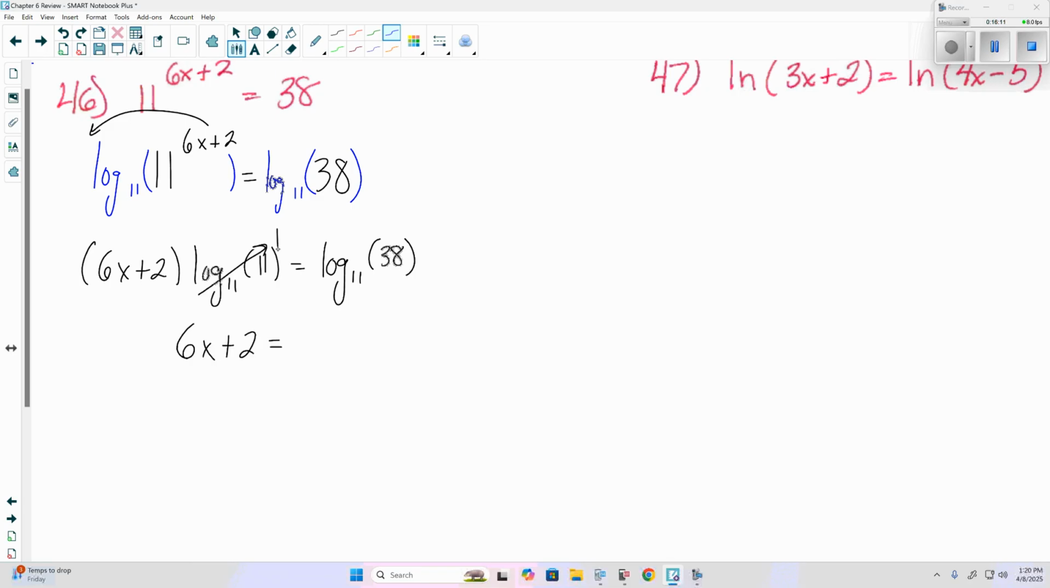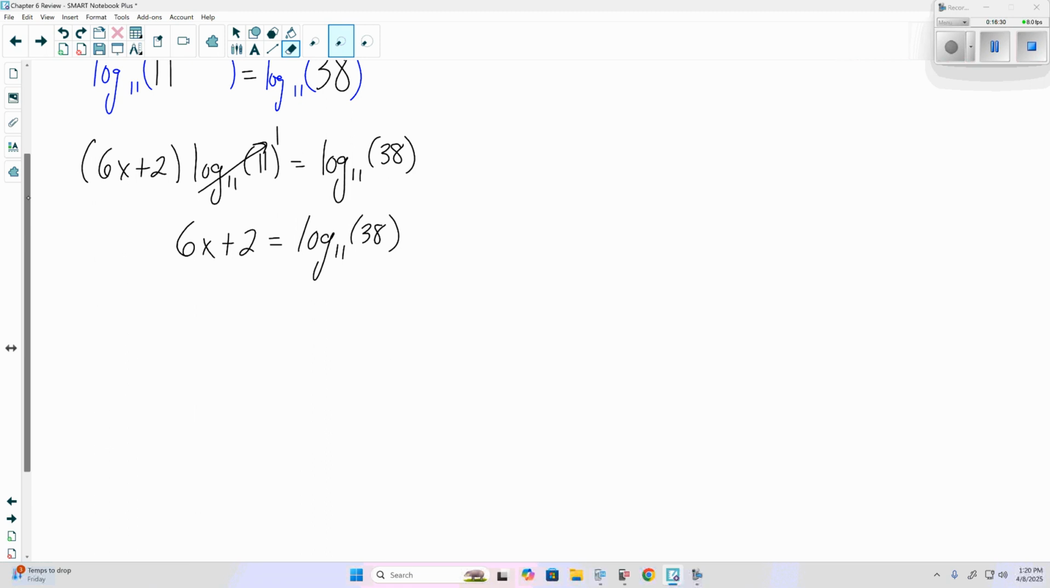The whole reason we use log base 11 of 11 is because it reduces to 1. Cancels out. Telling us that 6x plus 2 is equal to log base 11 of 38. Now x is not by itself. Now we just have to solve.